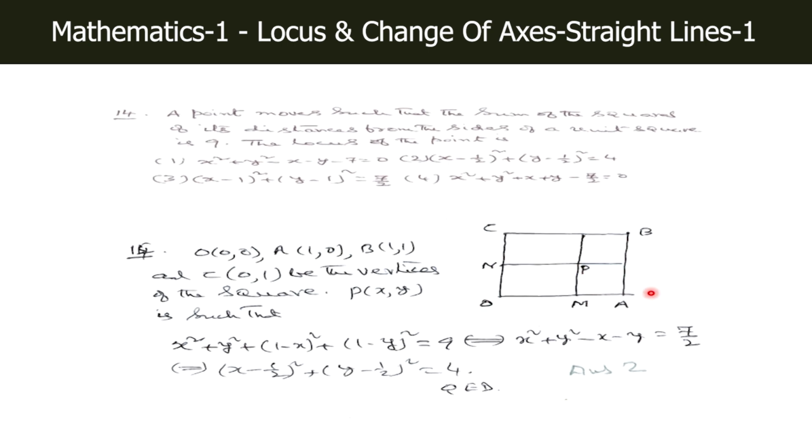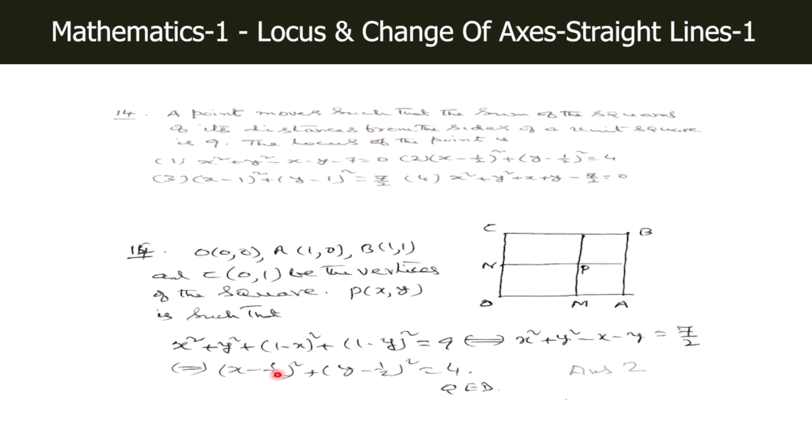Now, you take OA as the x axis and OC as the y axis. So, therefore, P is equal to (x, y). When P is equal to (x, y), you know that B is (1, 1), C is (0, 1), O is (0, 0) and A is (1, 0).